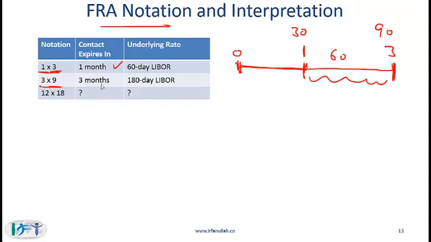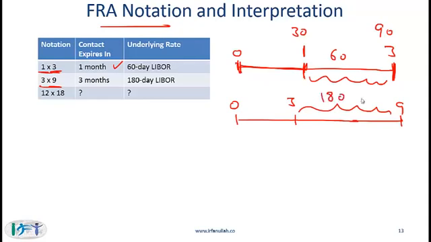3/9 means that the contract expires in 3 months, and 9 is 9 months from time 0, which means that this period over here is 6 months or 180 days. So here we will have 180-day LIBOR. Now before you move on, I want you to fill in the question marks. 12/18.